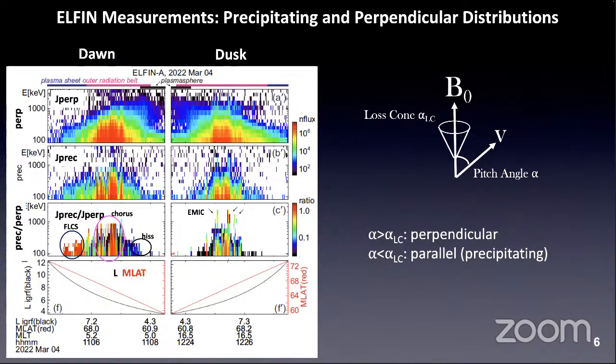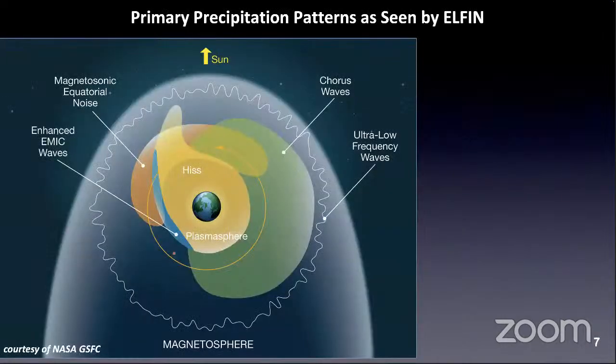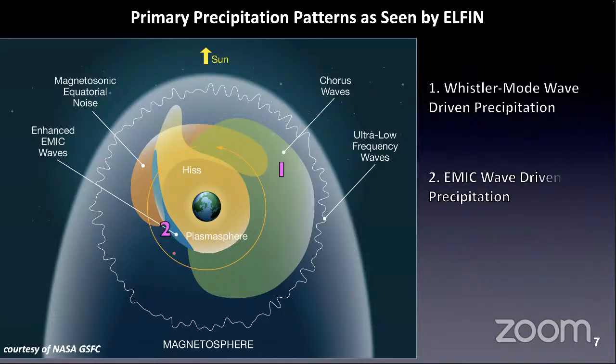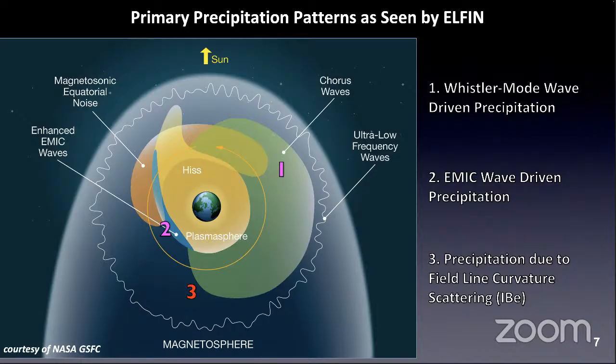In the focus of this study, we will be mainly talking about just 3 primary precipitation patterns that can happen in the outer radiation belt. As marked in this illustration here, the first one is the whistler mode wave-driven precipitation, predominantly occurring on the dawn side. The second one is the EMIC wave-driven precipitation, mostly occurring on the dusk side. And the last type is the field line curvature scattering-driven precipitation, mostly restricted around the midnight sector.